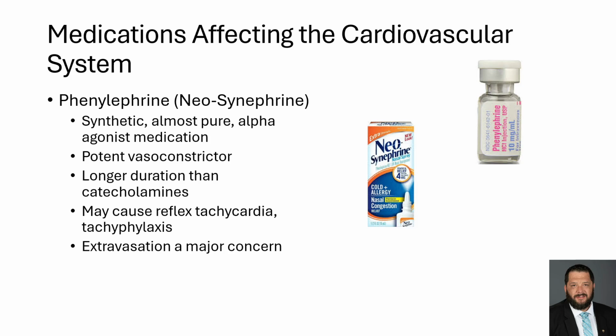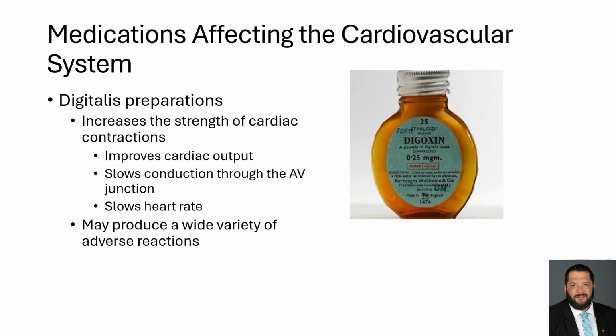Some of the pure alpha agonists that you may see: phenylephrine or neosynephrine is a synthetic medication that is almost completely a pure alpha agonist. It is a potent vasoconstrictor, has a much longer duration than catecholamines, and can cause reflex tachycardia and tachyphylaxis. Extravasation is a major concern with this medication when given IV. You can see that it's also used in over-the-counter preparations for nasal congestion relief and occasionally for nasal hemorrhage.